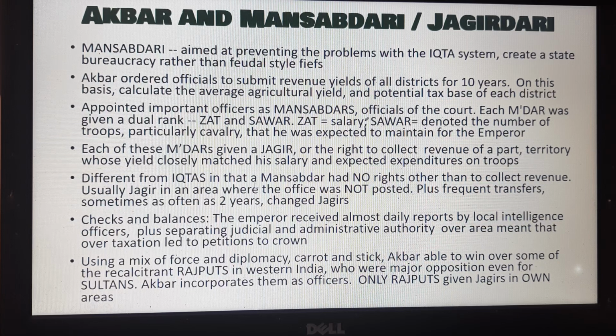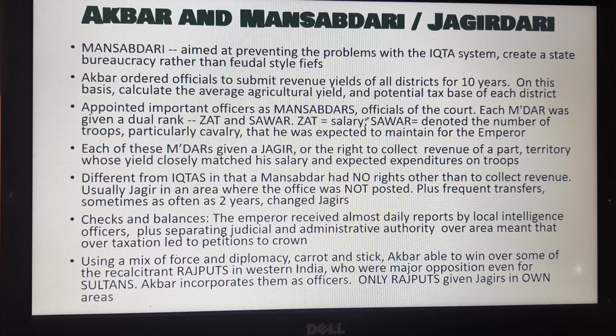Usually a Jagir is an area where the officer was not posted. So in a Jagir, officers were not posted, plus there was frequent transfer, sometimes as often as every 2 years the Jagir changed and was given to some other person. Checks and balances: the emperor received almost daily reports from local intelligence officers, plus separating judicial and administrative authority over an area meant that over-taxation led to petitions to the crown.